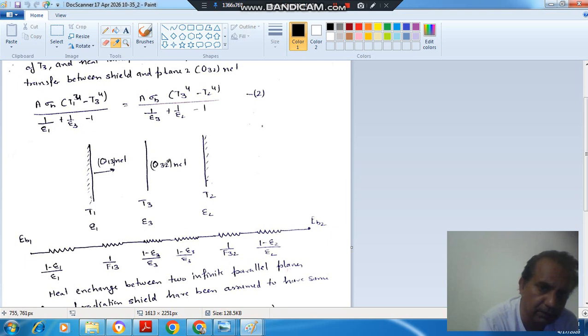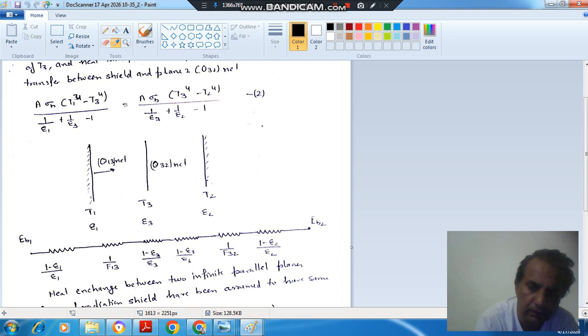Similarly, for this part, the heat transfer is A sigma B (T3^4 minus T2^4) divided by (1/epsilon 3 plus 1/epsilon 2 minus 1). Okay. So from these two we can find out the temperature T3.